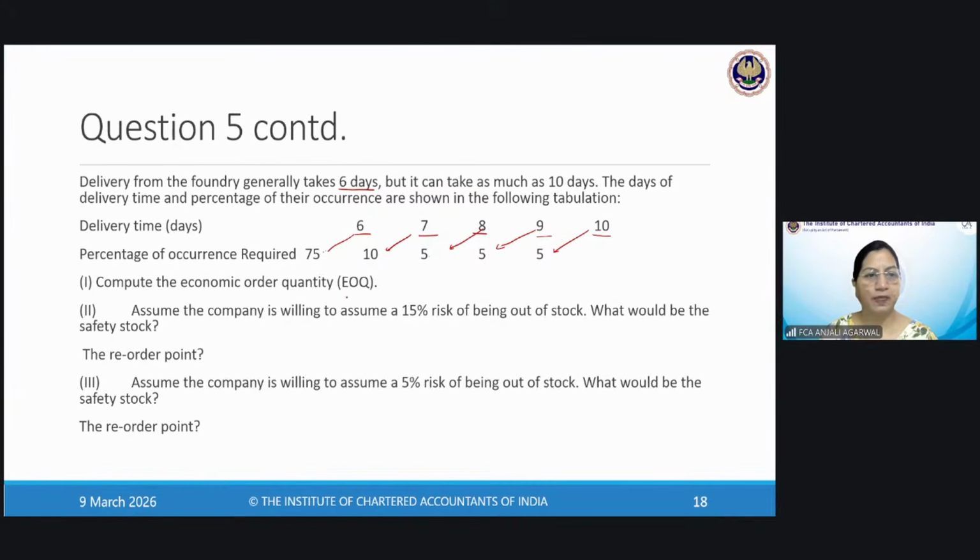Okay. So you have to calculate what should be the reorder point, what should be the safety stock if you are taking 15% risk. So when you are taking 15% risk, that means you are not prepared for the 10th day, 9th day, and 8th day. These last three figures have 5, 5, 5% risk. That means you are preparing yourself only for the 7th day. Okay. So on an average, it takes 6 days, but you are keeping stock of one extra day. So this means safety stock of 1 day only.